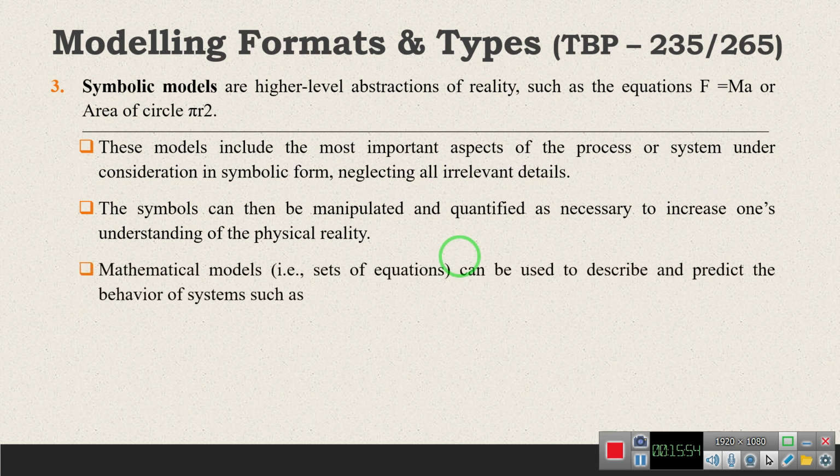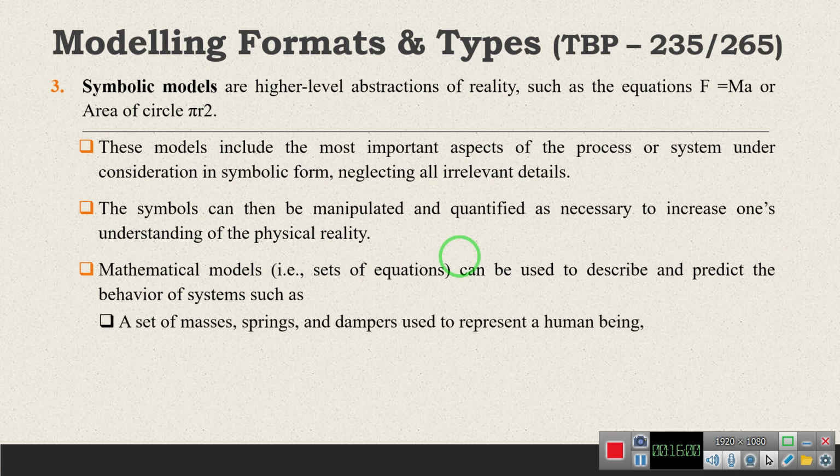Mathematical models, that is, a set of equations, can be used to describe and predict the behavior of systems such as a set of masses, springs, and dampers used to represent a human being. We want to represent the human being, how he looks, how he will behave, how he gets affected based upon his masses. Means writing equations about a human in terms of masses, means weight. Springs means flexibility. Dampers means absorption. So these are different ways to represent a human being's behavior pattern.